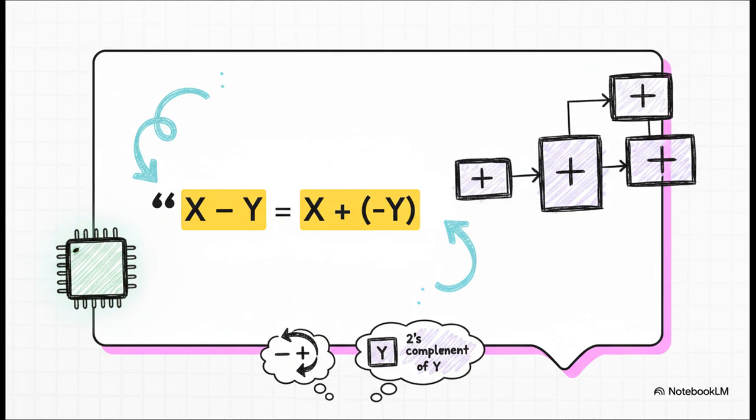You see, computers are designed to be as simple and efficient as possible, and it's way easier to build circuits that only know how to do one thing, add. By using 2's complement, a computer can magically turn every subtraction problem into an addition problem. It just adds a negative number. It's a brilliant, brilliant simplification.